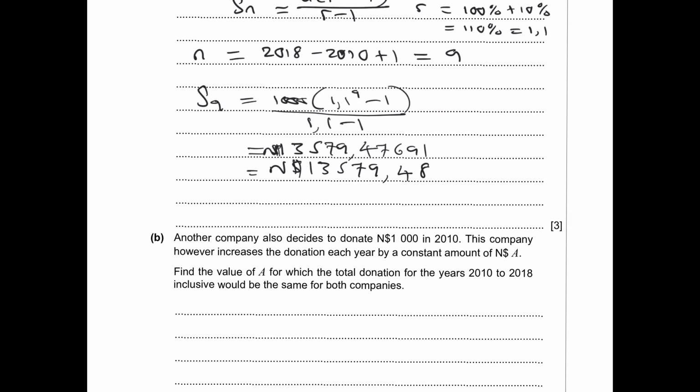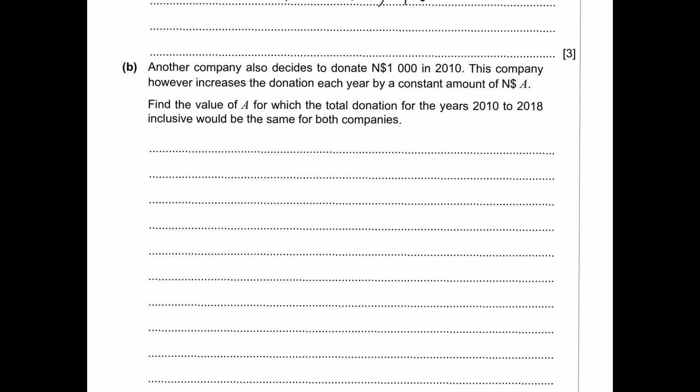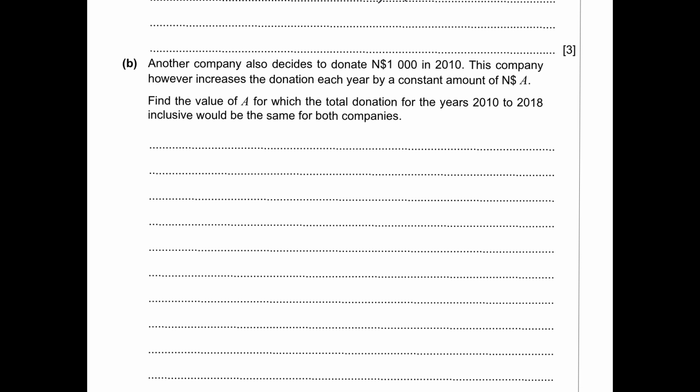Now looking at the B part, we are told that another company also decides to donate 1,000 in 2010. This company, however, increases the donation each year by a constant amount A. So they are adding A to 1,000. In 2010 it is 1,000. In 2011 it's going to be 1,000 plus A. In 2012 it's going to be 1,000 plus A plus A, which is 1,000 plus 2A.